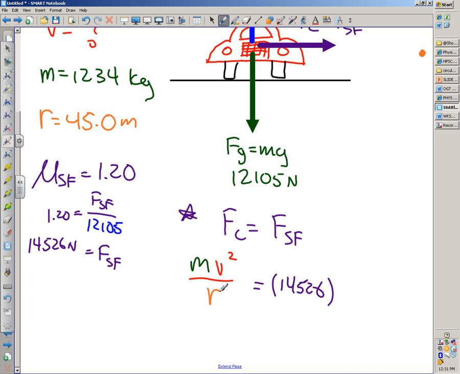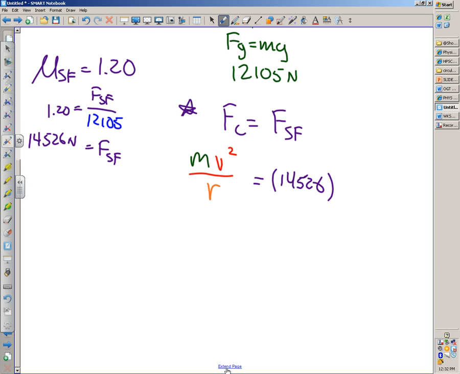Do we have the information that we need now? Well, do we know the mass? Yeah, that was given to us in the problem. Do we know the tangential speed? No, but that's what we're trying to find. And do we know the radius? We do. So we've got what we need to solve that equation for one variable, which you can do now.